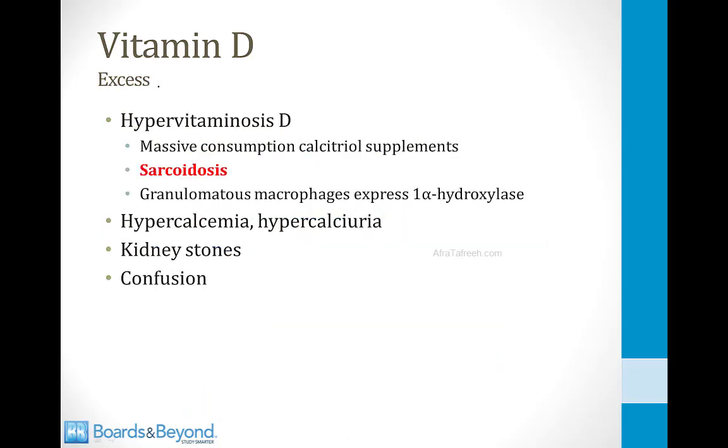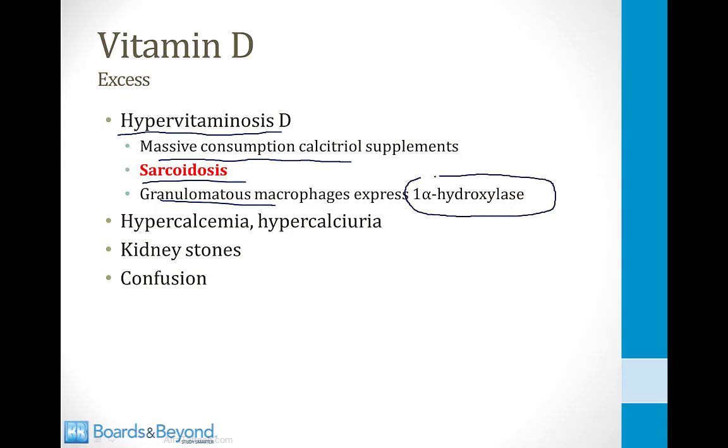If you have too much vitamin D in your body, you develop a syndrome called hypervitaminosis D. This can very rarely occur from massive consumption of vitamin D supplements. The other situation where it's sometimes seen is in sarcoidosis. The granulomatous macrophages in sarcoidosis express 1-alpha hydroxylase. And as I told you before, they can activate vitamin D independent of the kidney and parathyroid hormone, and this can lead to high levels of active vitamin D.